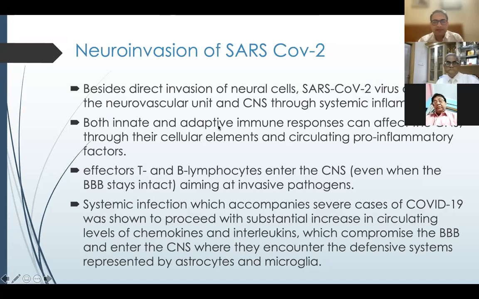Both innate and adaptive immune responses can affect the CNS through their cellular elements and circulating pro-inflammatory factors. The effector T and B lymphocytes enter the CNS, aiming at the invasive pathogens. The systemic infection which accompanies severe cases of COVID-19 was shown to proceed with a substantial increase in the circulating levels of chemokines and interleukins, which compromise the BBB and enter the CNS, where they encounter the defensive system represented by astrocytes and microglia.